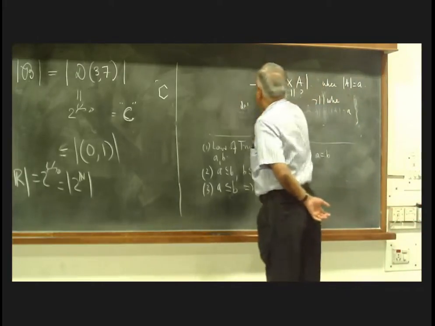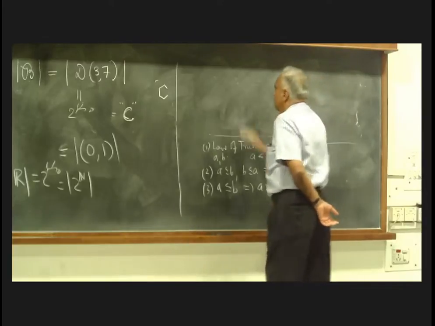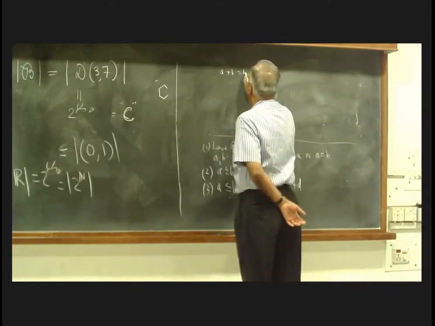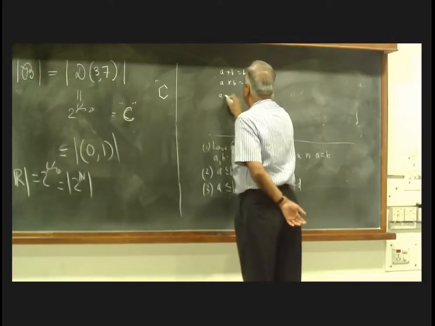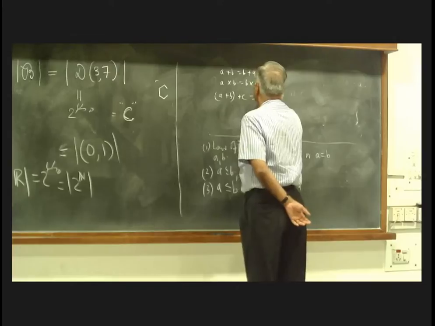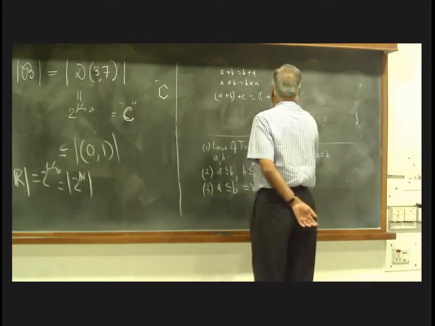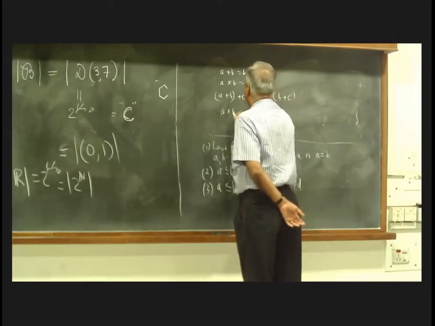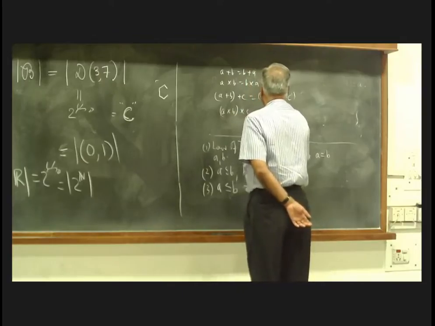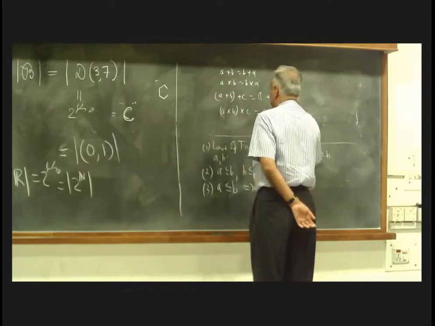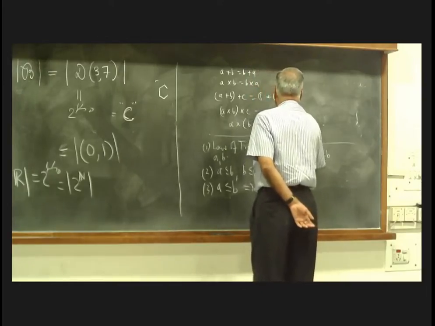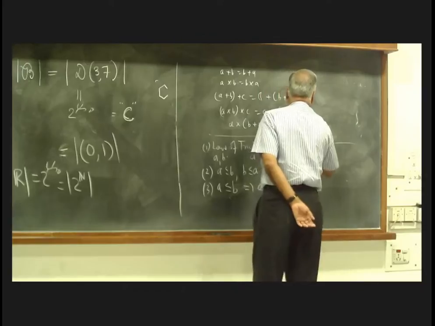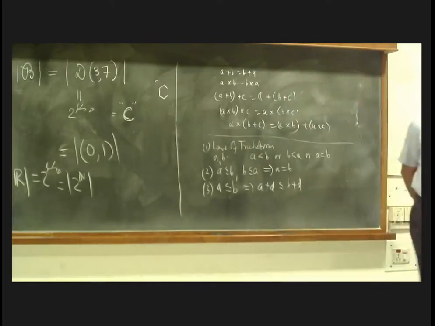And again, all the standard laws: A plus B is B plus A, A into B is B into A, A plus B plus C is A plus B plus C. All this can be proved, and then A into B into C is equal to A into B into C. The distributive laws: A into B plus C is A into B plus A into C. All this can be proved, okay, with respect to any cardinal number.